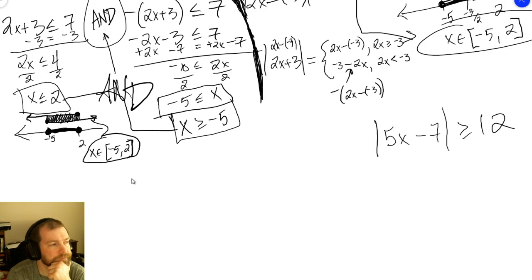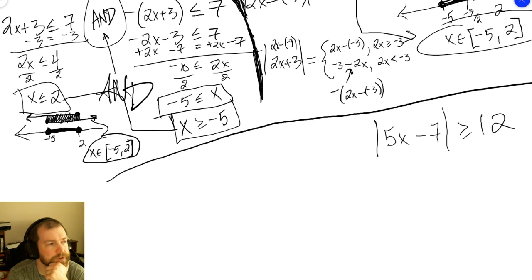So for this one, the absolute value of 5x minus 7 is greater than or equal to 12. I'm doing this graphically myself. 19/5 works, but negative 19/5 does not.